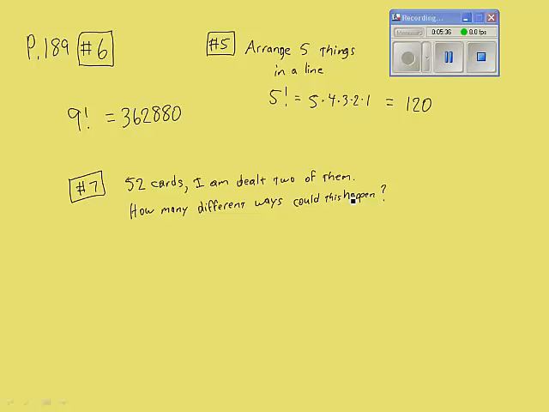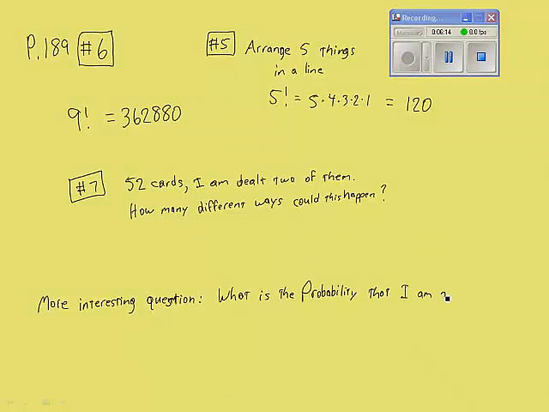Well, here's what happens. Let me explain this to you guys. Because there's a follow-up question. Maybe more interesting question? More interesting question. What is the probability that I am dealt? Guess what I'm going to say.